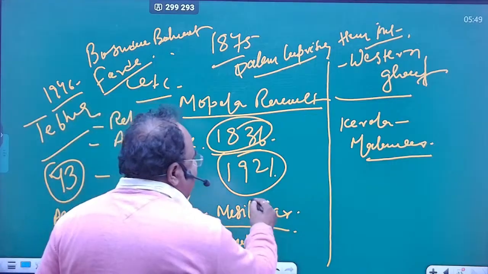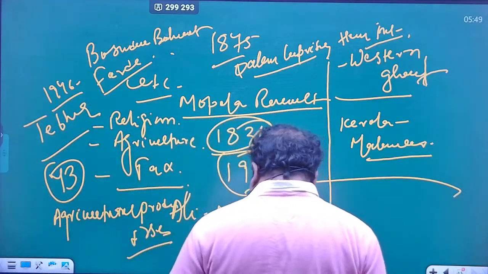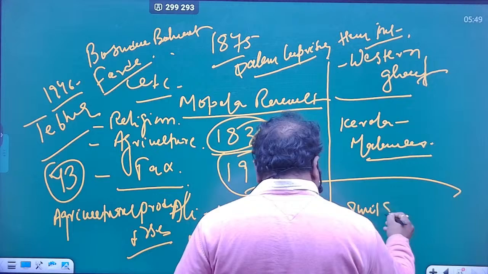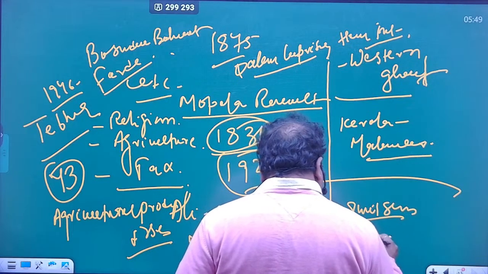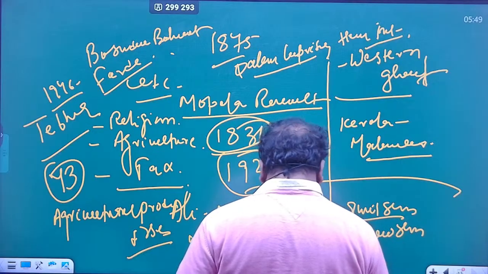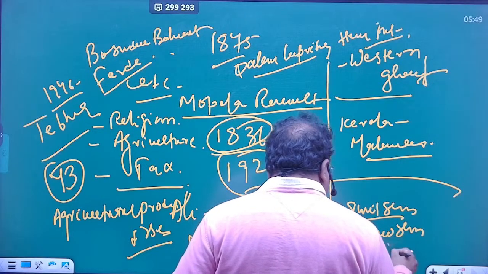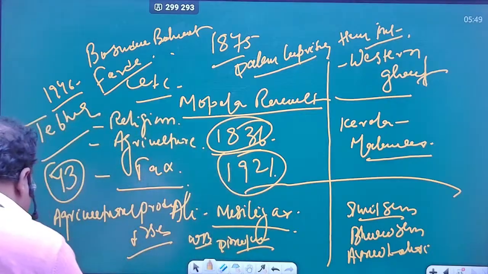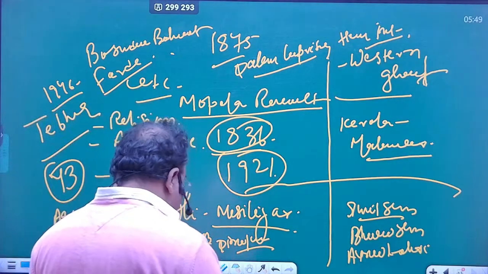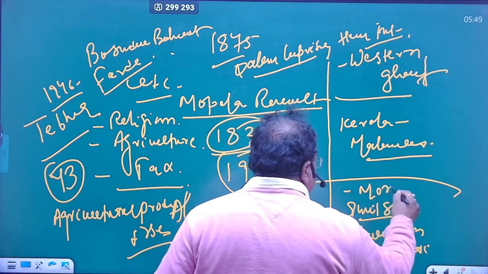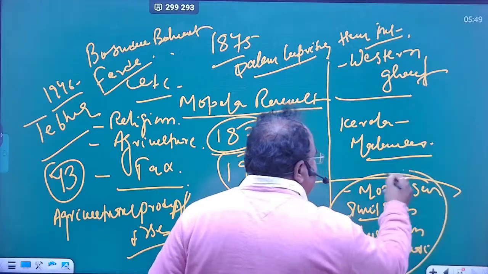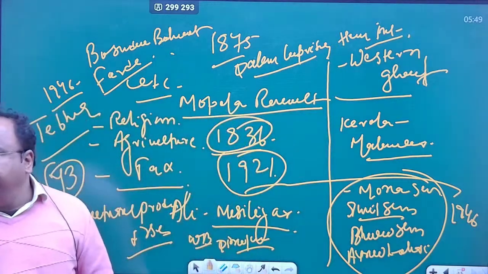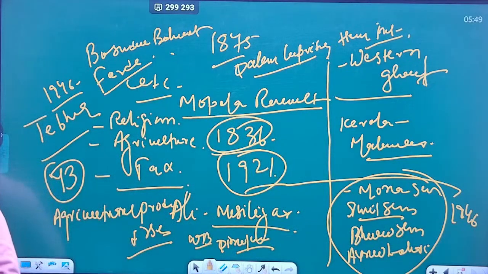Some leaders you will see are Sunil Sen, Bhavani Sen, Avni Lahiri and Mona Sen. These leaders are associated with the Tebhaga movement, 1946, Bengal, right?